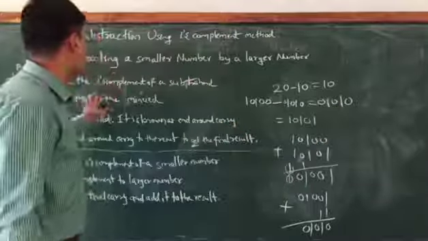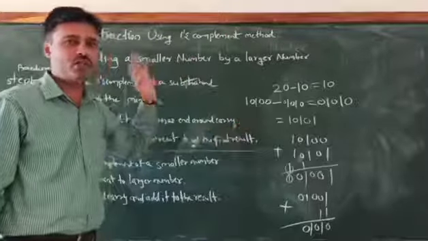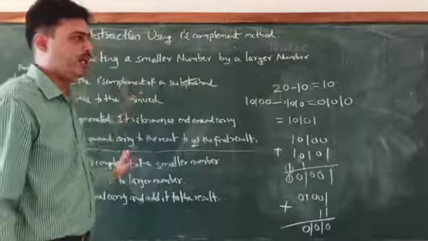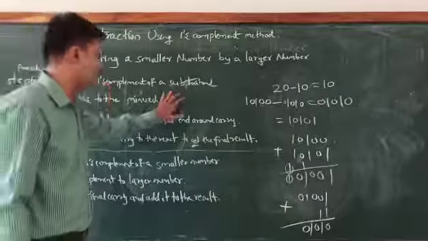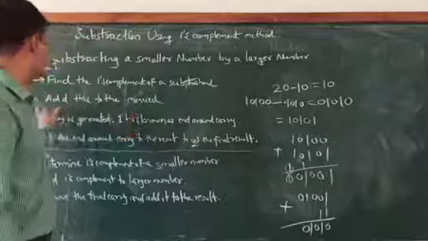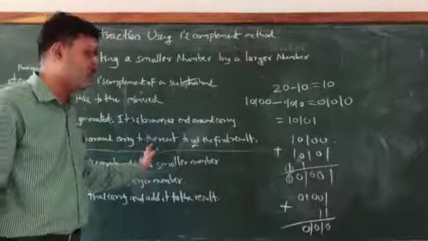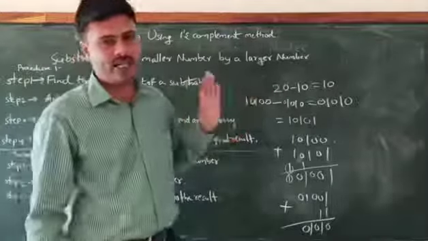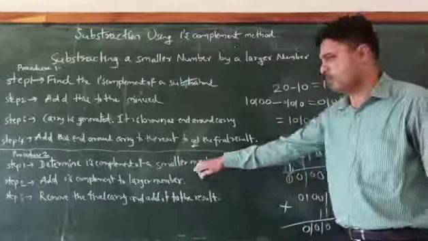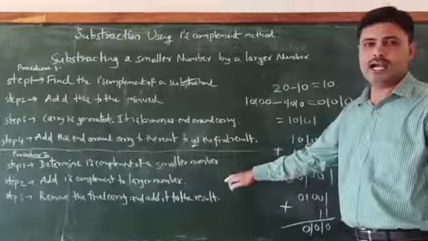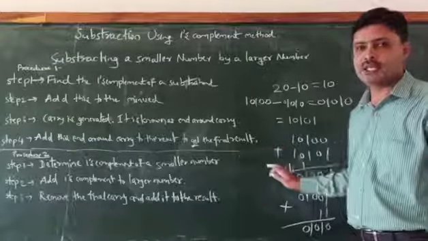Remember, when we are subtracting a larger number from a smaller number using the ones complement method, we need to follow the procedure. The first part is find the ones complement of the subtrahend, add this to the minuend, carry is generated, it is known as the end around carry. Add this end around carry to the result to get the final answer. Or determine the ones complement of the smaller number, add this ones complement to the larger number, remove the final carry and add it to the result.